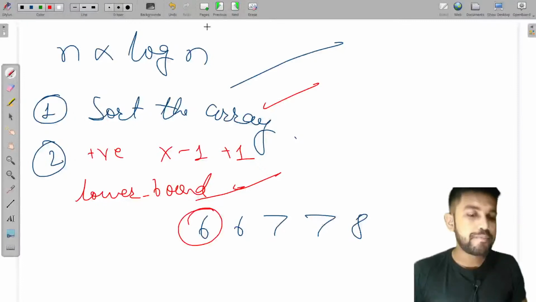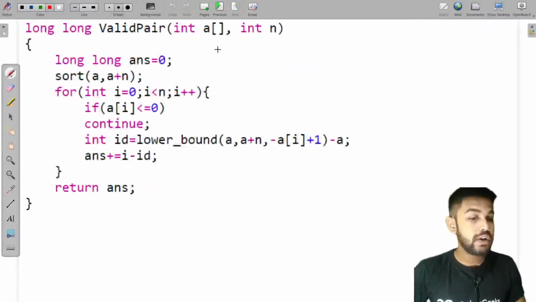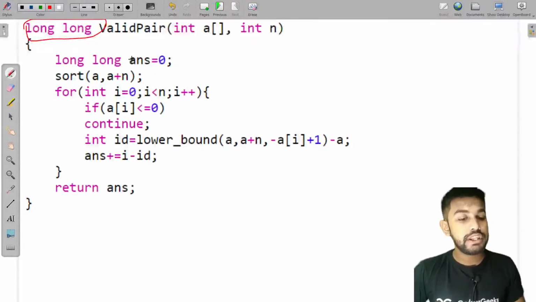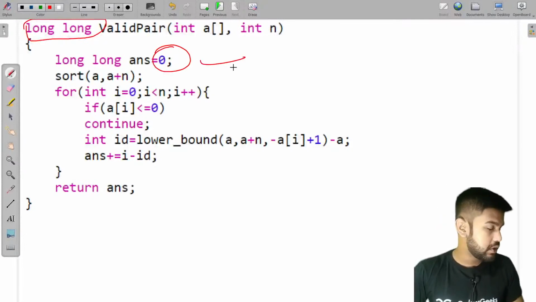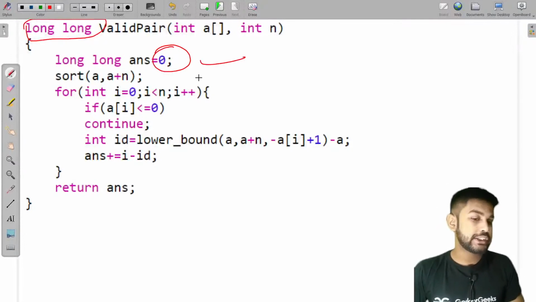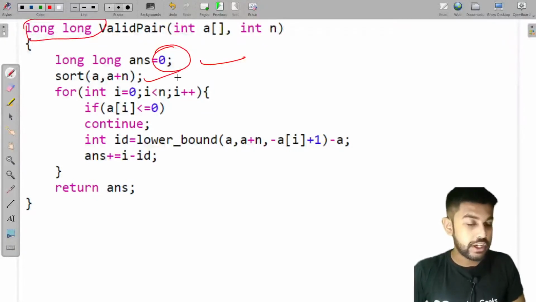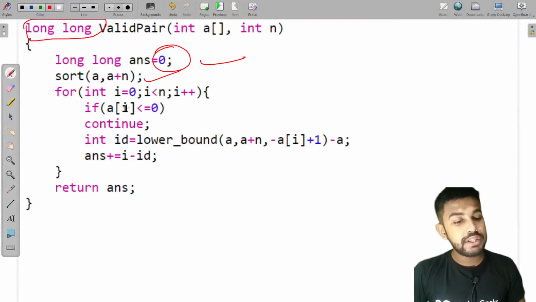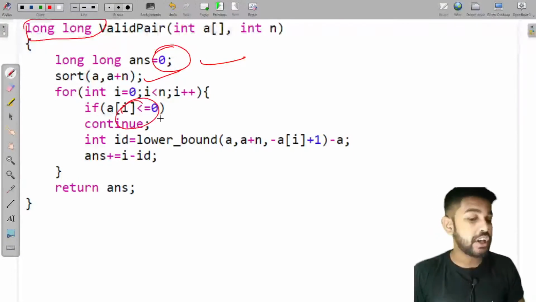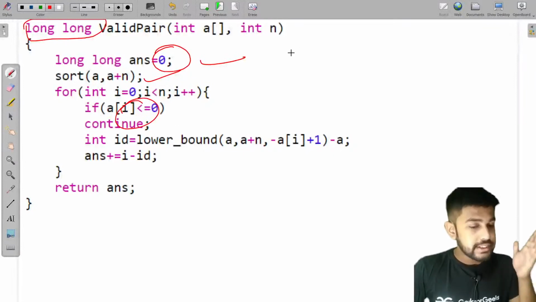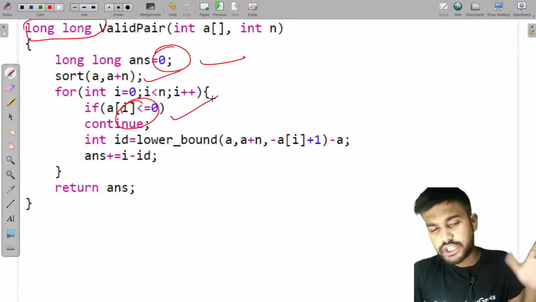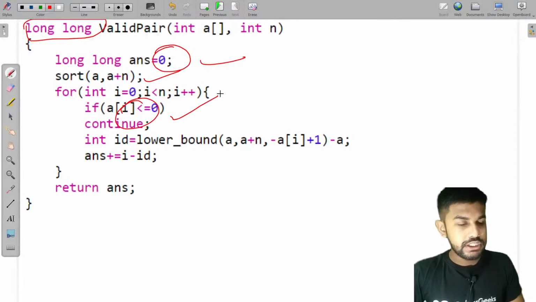Good. So let us move to the implementation now. The implementation is absolutely simple. We need to return a long, so we would be initializing a long answer with 0. It is already understood that we need to return that only. Next thing is that we need to sort the array. Then if the array element is less than or equal to 0, that is, if it is negative or 0, we would just continue from here.